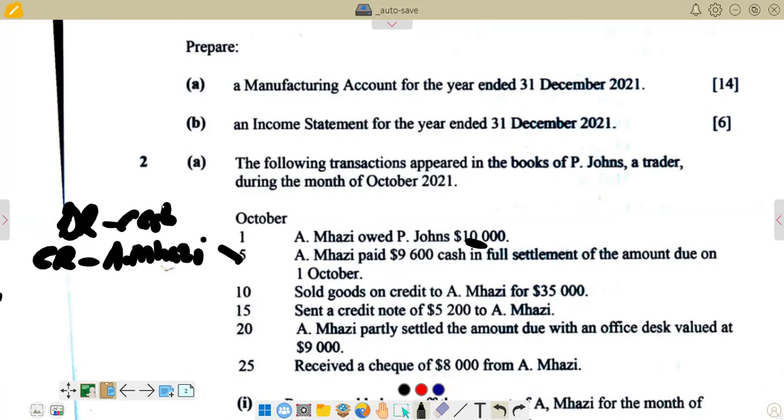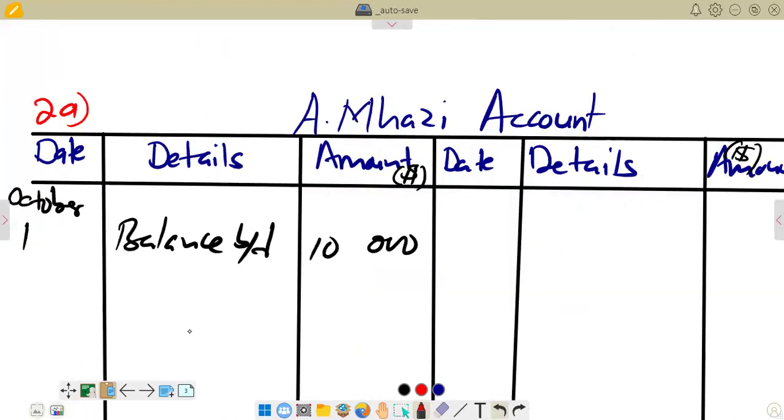So the account we are concerned with is the AIMAZ account. We are saying here is the account that we are concerned with. So we are going to the credit side of AIMAZ and enter our 9,600 as our cash. And remember, the payment method that's being used is cash. So we go to the credit side and write in the details column cash.